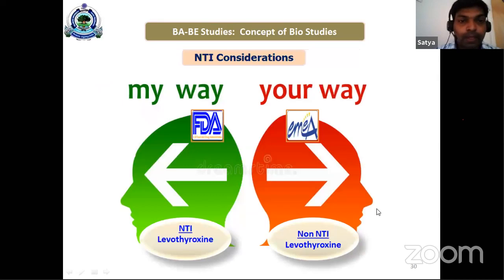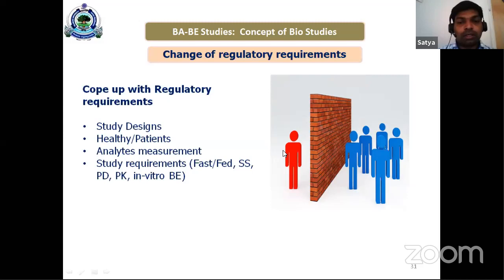I am not going too deep into narrow therapeutic index considerations and regulatory differences. For example, I have one case, levothyroxine. FDA says it is NTI, whereas EMA says it is non-NTI. So in designing the studies, you have to cope with the regulatory requirements accordingly. Here, the generic company, one company, has to deal with all the regulatory agencies and with how its formulation is developed. So there would be some challenges.